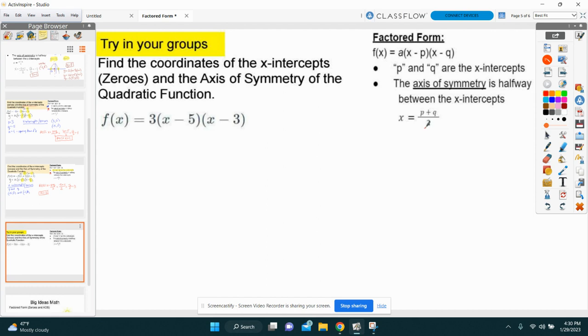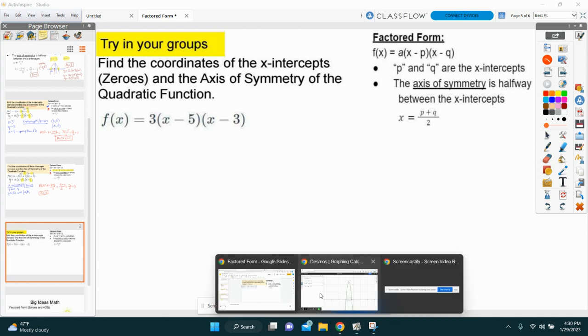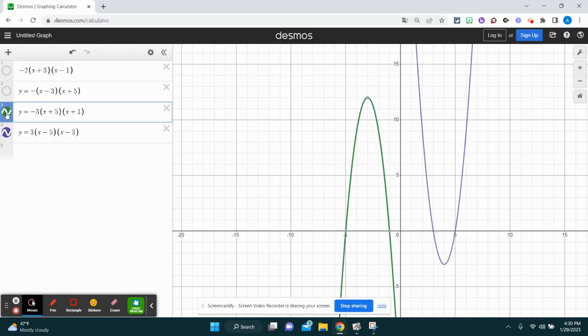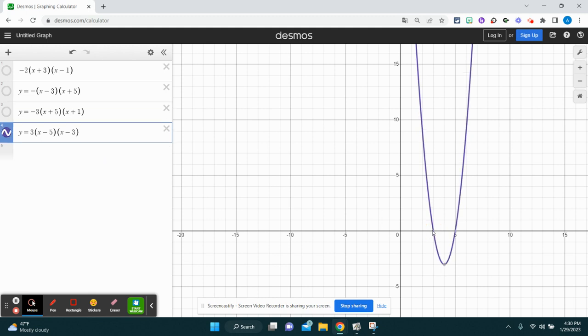All right, that should have given you time to try to put in your answer. I'm going to verify for you, just show you real quick. When you type that function in, you get this one. We know that the graph is going to open up because our a value is positive 3. Our intercepts were 3 and 5. And the axis of symmetry, if you divide that in half, is 4. And you can see the axis of symmetry is 4.